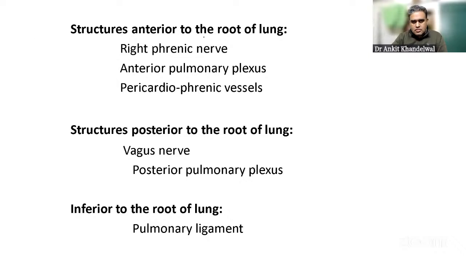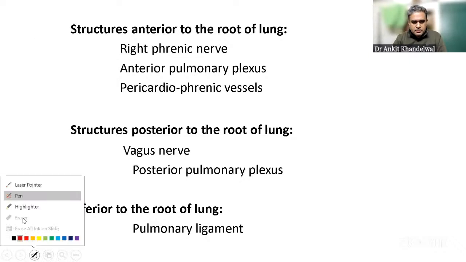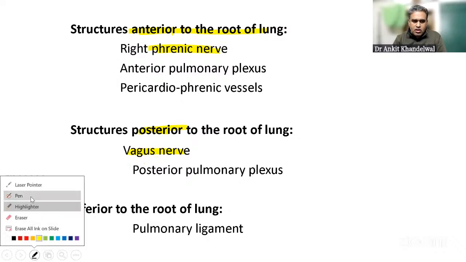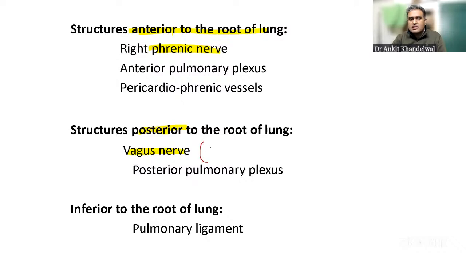Now, let me just highlight over here. We can remember everything, but the structure anterior to the root of the lung is mainly the phrenic nerve. Posterior to the root of the lung, remember, is the vagus nerve. This comes as a separate question. So the vagus nerve passes behind the root of the lung. Why, sir? A bit of logic you can add: it runs along with the esophagus, and the esophagus lies behind. The phrenic nerve lies anteriorly.